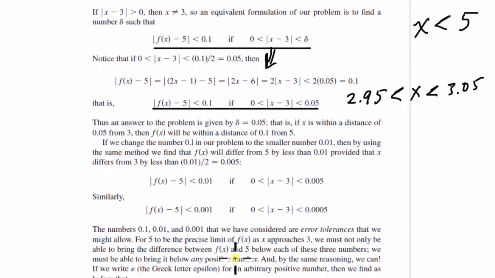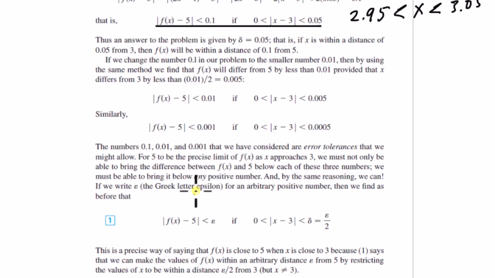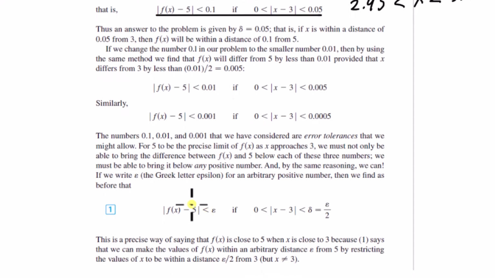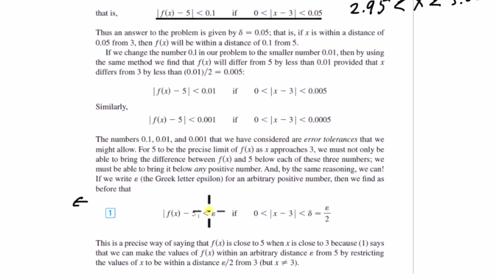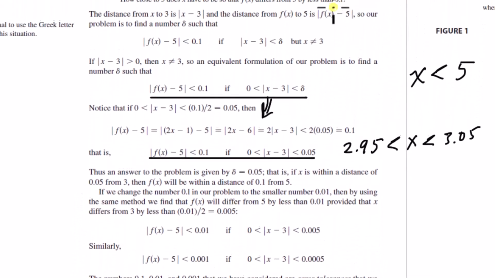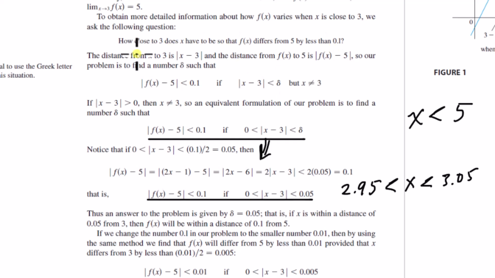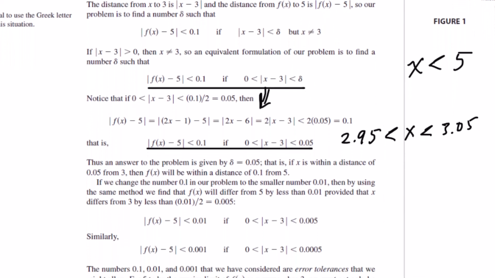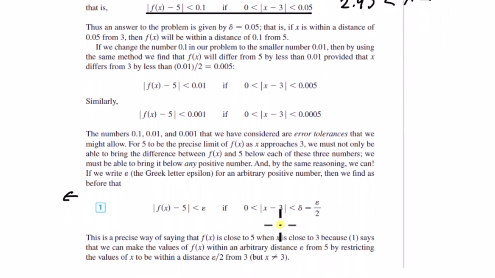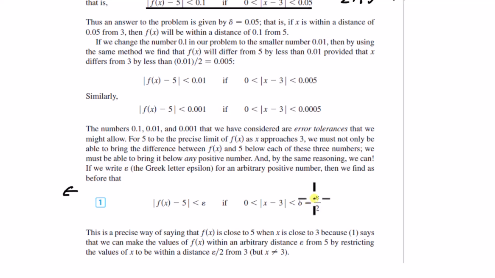And what they're showing here is important because the idea is we could have stated any number epsilon that we want for the distance of f of x from 5, the absolute value. If we come back here to this original question, how close to 3 does x have to be so that f of x differs from 5 by less than 0.1? We could have just stated this as epsilon. And then what we're trying to do is solve for delta, right? And what we just saw is that the answer is going to be that delta is epsilon divided by 2.